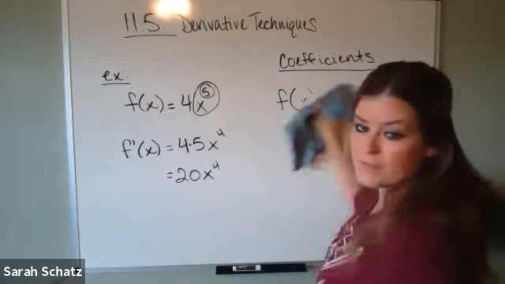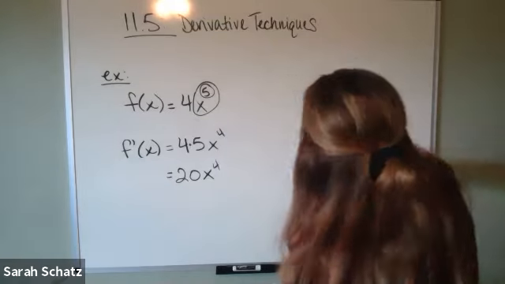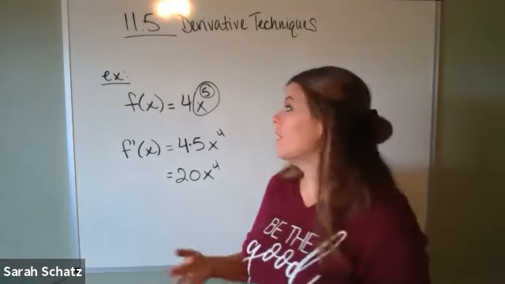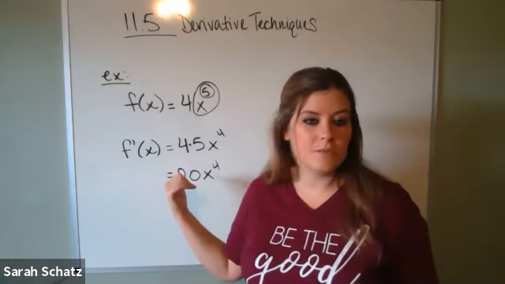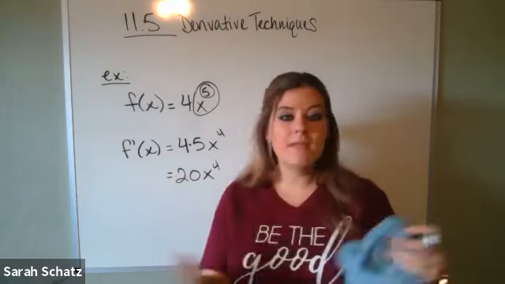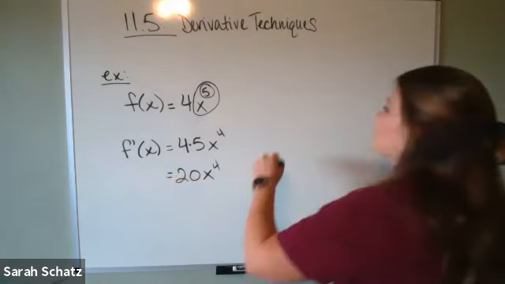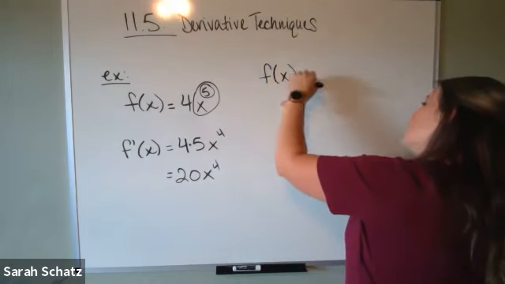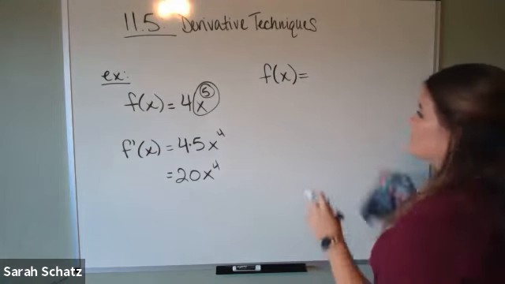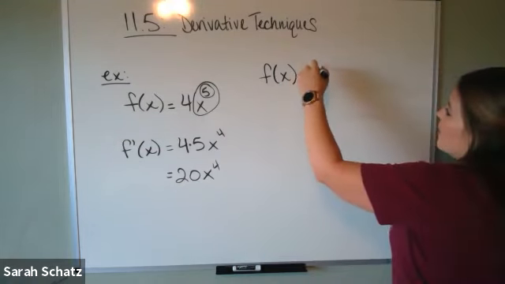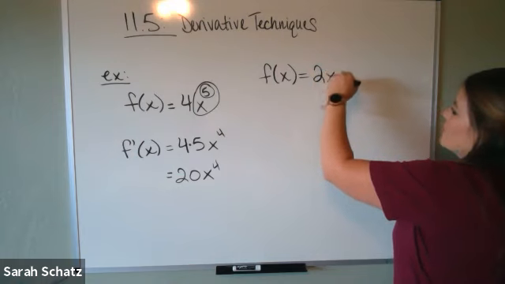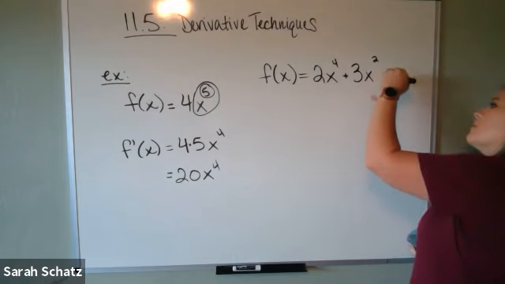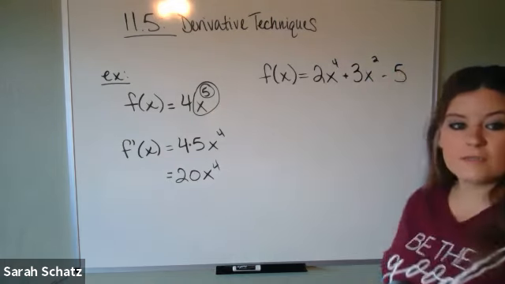So what I want to do with you next is talk about functions with more than one term. Because obviously our functions don't just have one term most of the time, right? They have multiple terms, maybe added or subtracted from each other. This is probably the best part. And we're going to just learn by example instead of making a general form of this. I want f of x to equal 2x to the 4th plus 3x squared minus 5. And I want us to take the derivative of that.